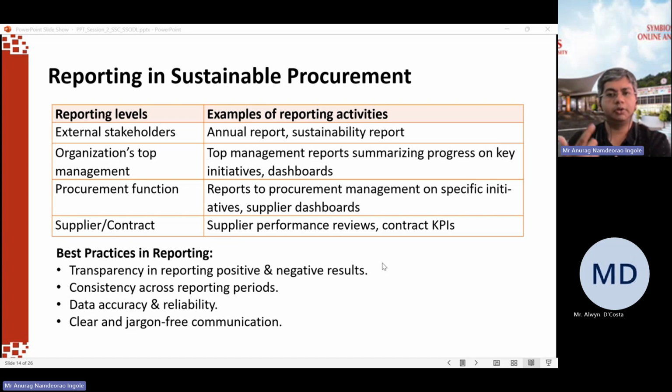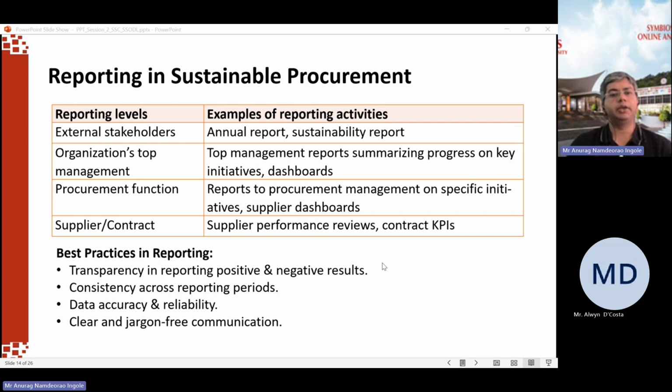So the top management report will summarize the progress on key initiatives, dashboards. So we had seen that the sustainability goals will be organization-wide, right? So whatever initiatives you as a procurement function are taking, how that is contributing to the organizational level goal, that has to be reported to your organization's top management. So the report will include those kinds of details.